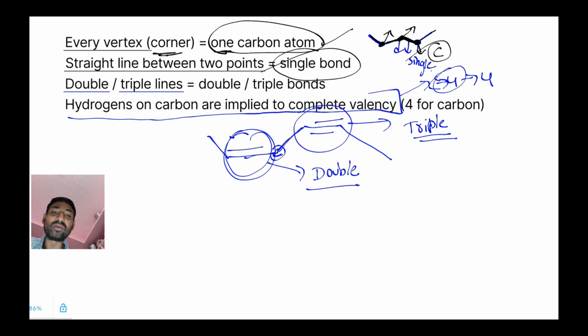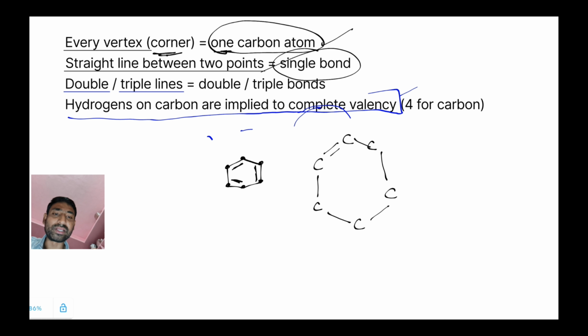For example, take a molecule like this, with double bond, double bond, double bond. Now 1, 2, 3, 4, 5, 6 points are there, which means there are 6 carbon atoms. Now there is a double bond here, here, and here. Now count this carbon: it bears 1, 2, 3 bonds, and the remaining one is hydrogen.